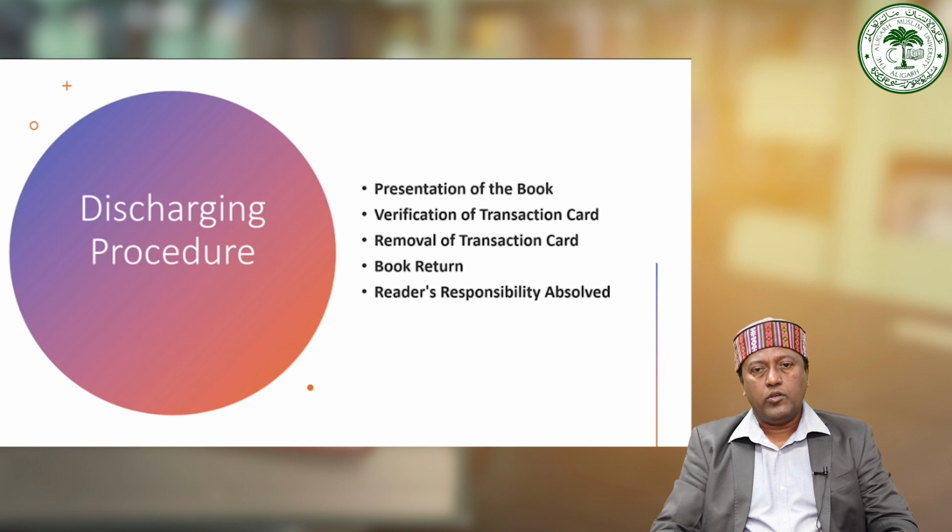So if the book is not overdue, the counter assistant extracts the transaction card, means the card will be taken out from the book pocket, and subsequently the transaction card is arranged in numerical order and deposited into the designated box or tray allocated for this specific purpose, which is located at the counter. Then after removing the transaction card, the counter assistant returns the book to the library collection, and by completing these steps, the borrower is absolved of their responsibility for returning the book.